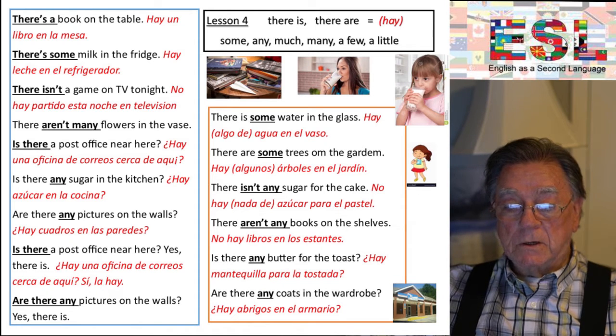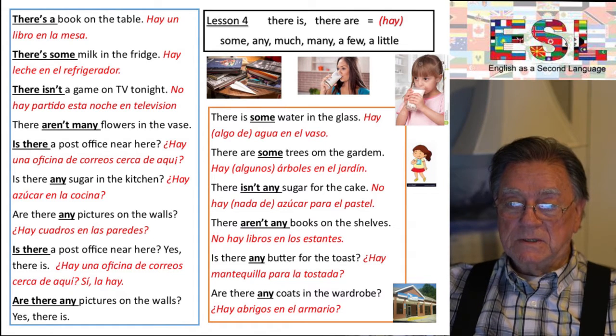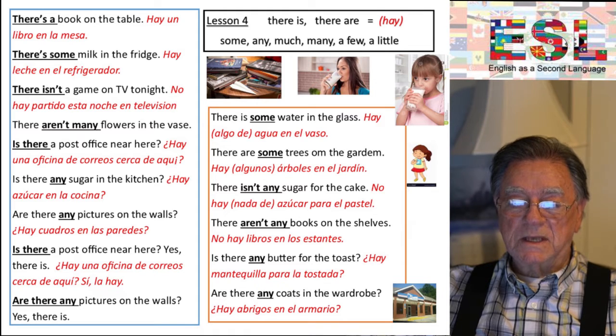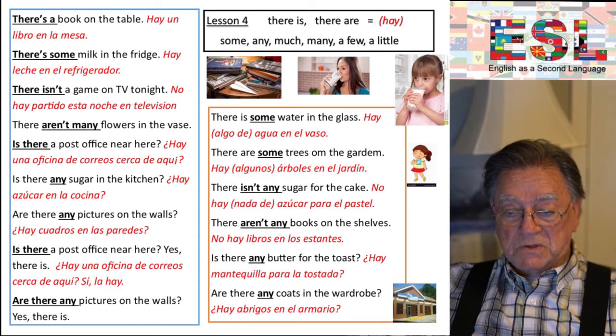And then, there isn't any sugar for the cake. No hay nada de azúcar para el pastel. We got trouble. We can't have a cake without any sugar. Okay, and there aren't any books on the shelves. No hay libros en los estantes. There aren't any books on the shelves.